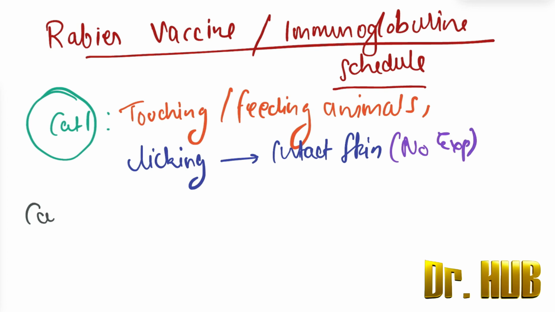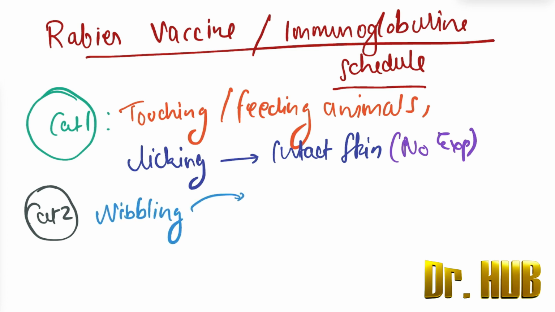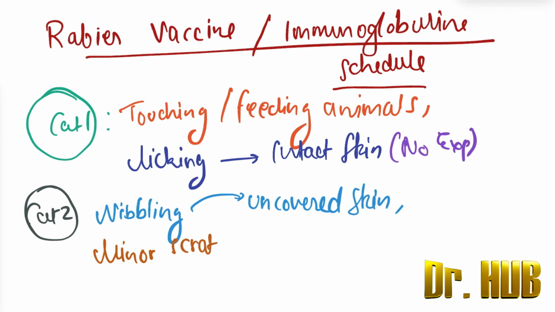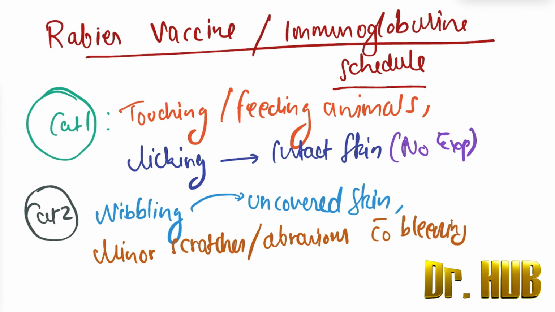Next one will be category 2. As per category 2, there is nibbling of uncovered skin. There are also minor scratches and abrasions without bleeding. So previously there was no exposure, here there is exposure.